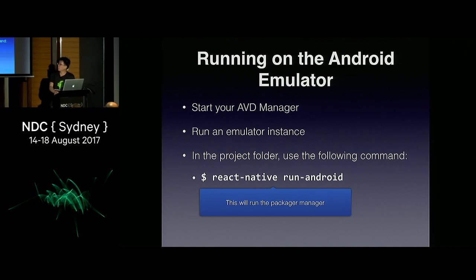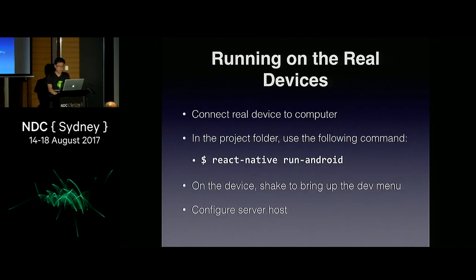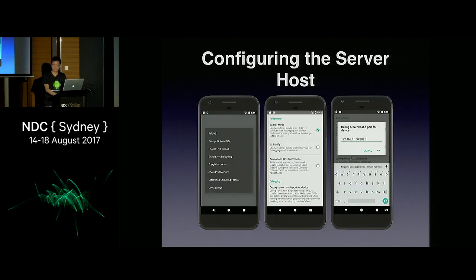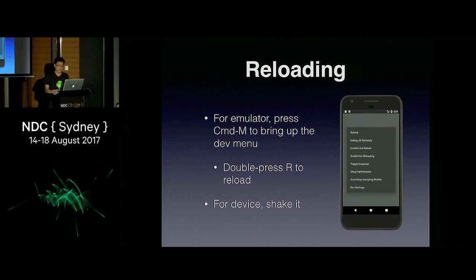So you start your AVD manager, you start the emulator instance, and then in the project folder, just do a React Native run Android, and then you automatically run. And for a real device, connect your real device to your computer, and then run Android, and you shake your device to bring up the dev menu and configure your server host. So this is what it looks like. Dev settings, debug server host, enter your IP address, and then that's it. And then reload, and your application will now be running on your Android device.